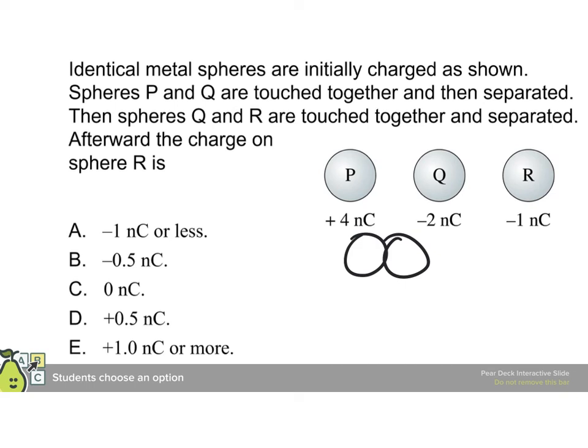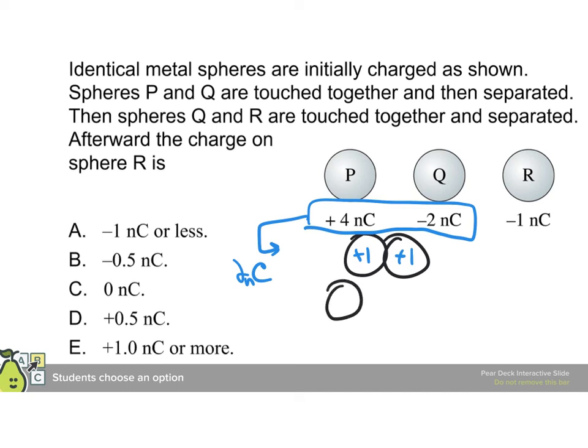Their net charge is 2. These two together have 2 nanocoulombs, and they're going to split them equally. And then, so now we have 1, 1, and -1 nanocoulombs.